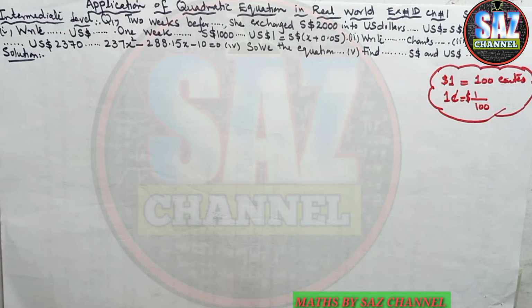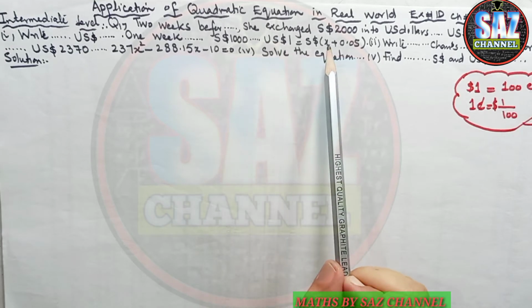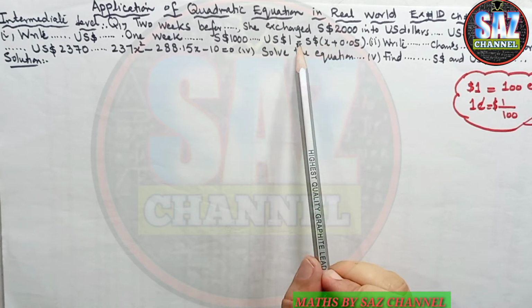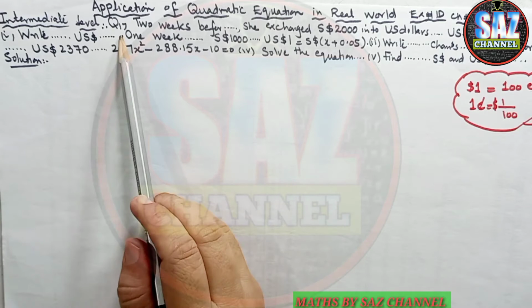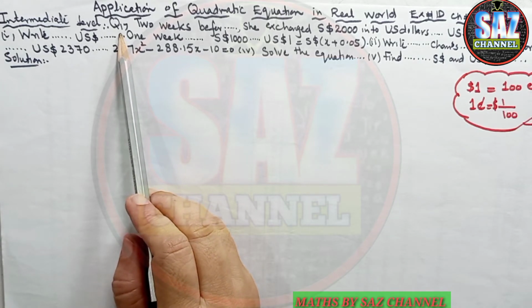This is my 13th lesson of D3 chapter number 1 exercise 1D, that is about application of quadratic equation in real world. In this lesson I will solve intermediate level question number 17. Let's read the question first and underline important terms of the question.